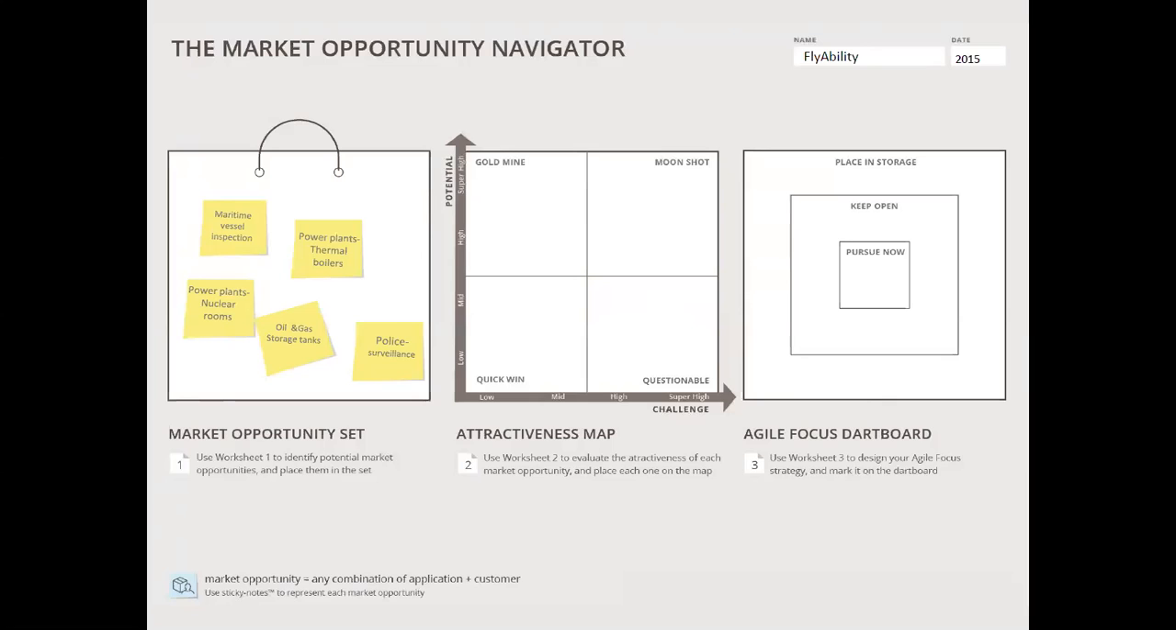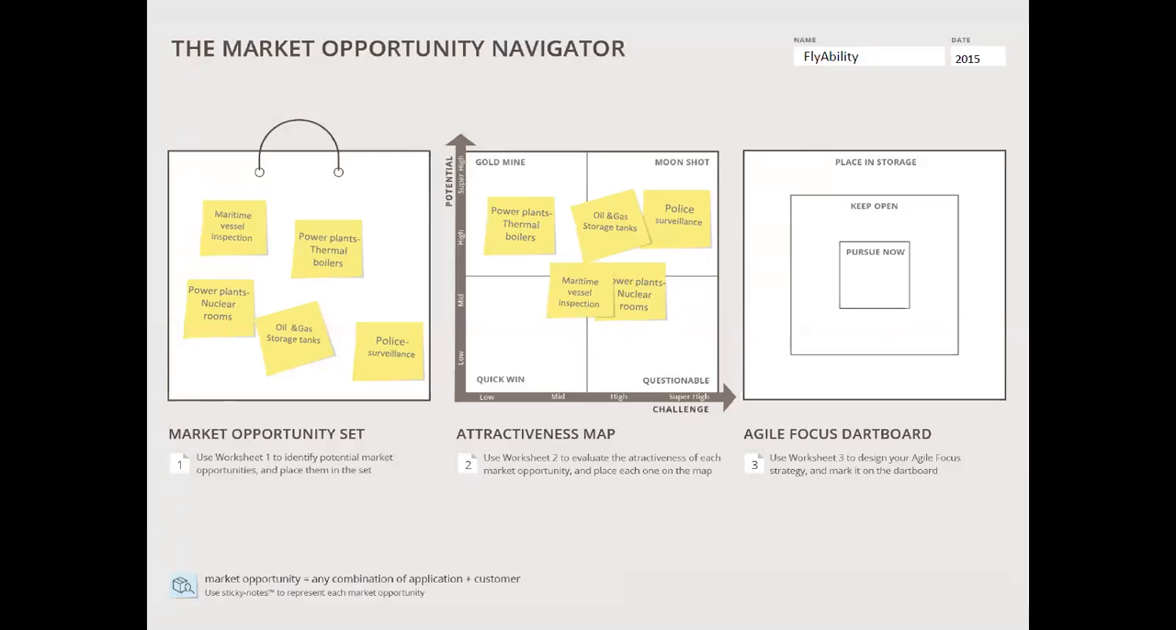The second step of the navigator is what we call the attractiveness map, and that's the evaluation step where you take the opportunities that you discovered and assess them thoroughly based on their potential and the challenge. And the output of this assessment, which is done with a dedicated worksheet, which we call worksheet 2, can be depicted on the attractiveness map, and that allows you to understand the upsides and downsides of each option and also to see the big picture and compare them. And that is how this attractiveness map looked for Flyability after we've done this thorough learning process.